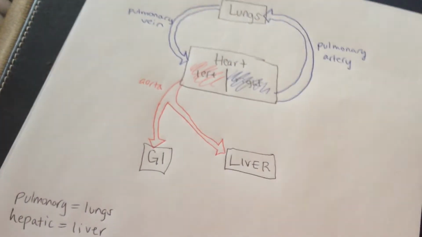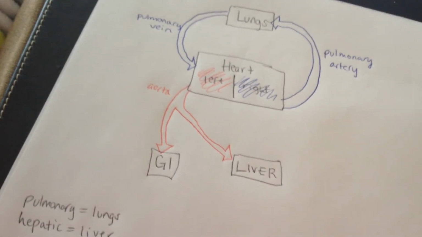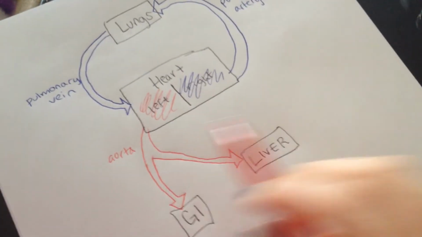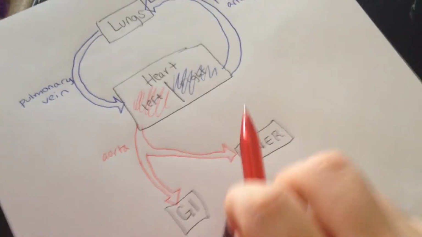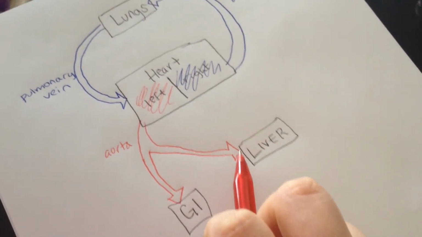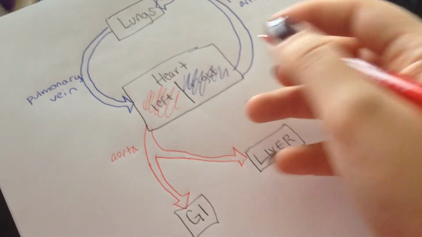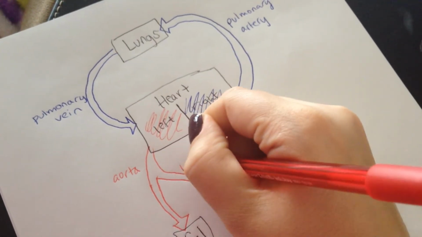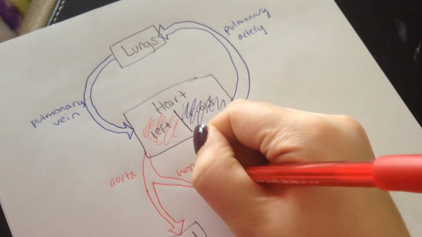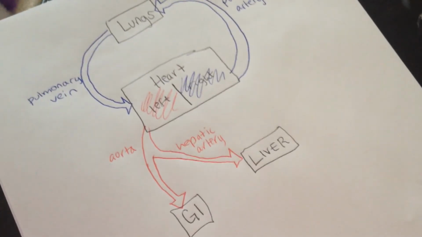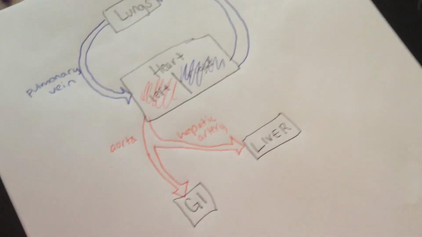Okay? Now, remember, things leaving the heart are referred to as arteries. They usually leave in artery form. So we know the aorta is an artery, but as it separates and goes into the liver, this right here is referred to as the hepatic artery. It has a different name. And as you see, because it's going to the liver, it has the word hepatic. That's one way to remember.